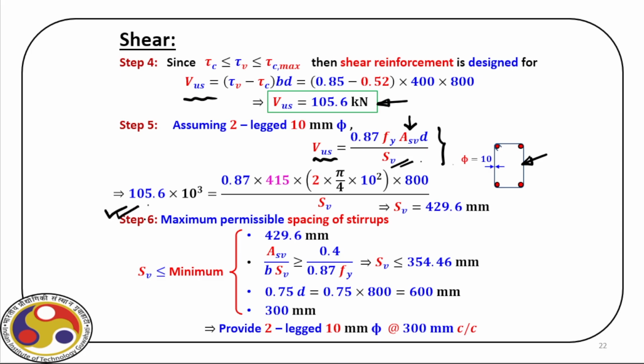Finally, we have to check the different options. So the first one is 429.6 millimeter that we get from the previous step. Then from this expression, we get the shear spacing is 354.46, 0.75D, which is 600 millimeter, and then 300 millimeter. Of all four possibilities, the minimum one we have to provide. So the minimum value here in this case, as you can see, is 300. So we provide two-legged 10 phi bars at the rate of 300 millimeter center to center.